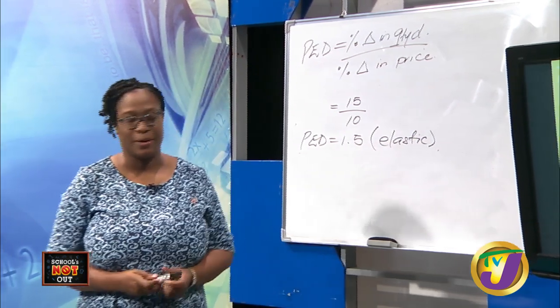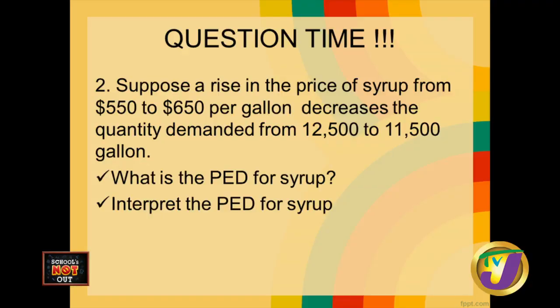All right, let's try another one. This question says, suppose a rise in the price of syrup from $550 to $650 per gallon decreases the quantity demanded from 12,500 to 11,500 gallons. The day syrup goes to that price, I stop buying it totally. What is the PED for syrup, and how do you interpret it? So let's go again. This time, we are not given the percentage change. We'll have to work it out to calculate the price elasticity of demand for syrup.